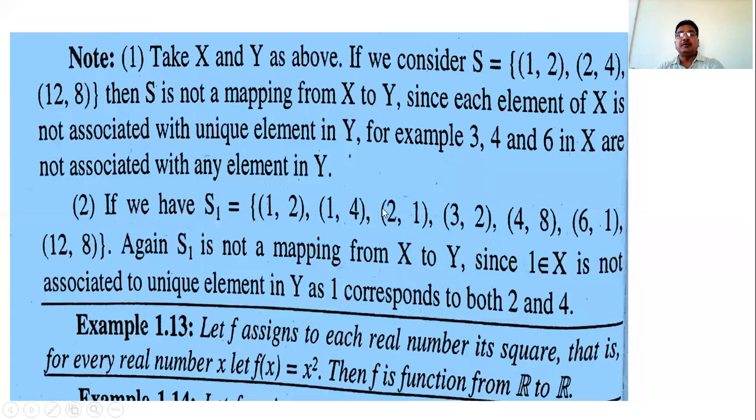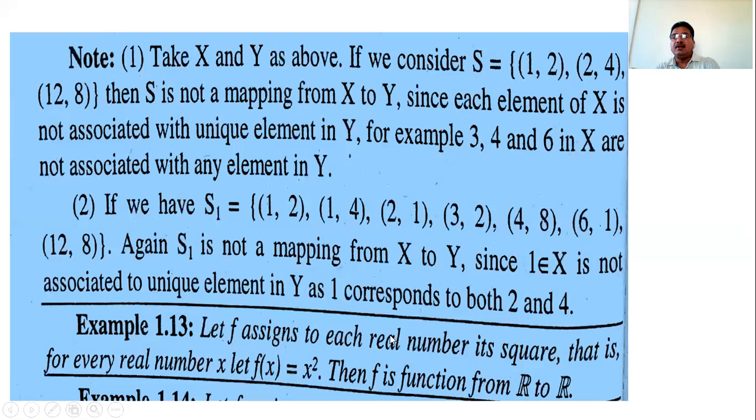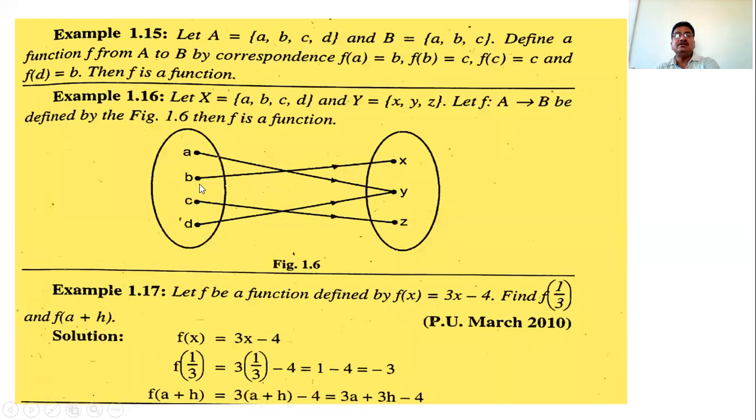But this function is not surjective, because 8 has no pre-image. One has a pre-image, another has two pre-images, and two has two pre-images. But 8 is not the image of any element from X, and that's why this function is not surjective. This function is neither injective nor surjective. This other function is not injective but is surjective, that is, onto.